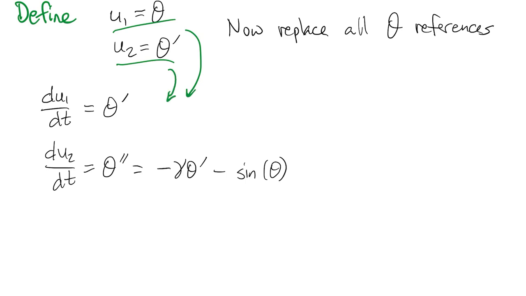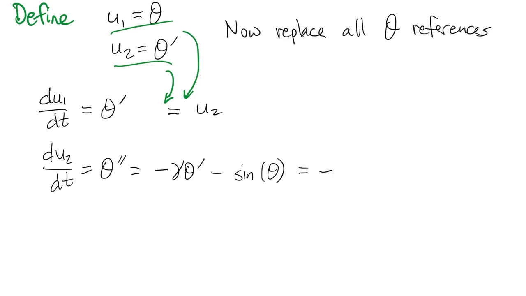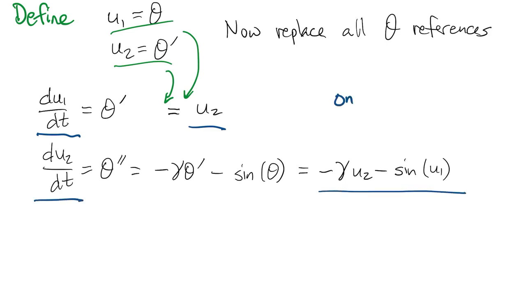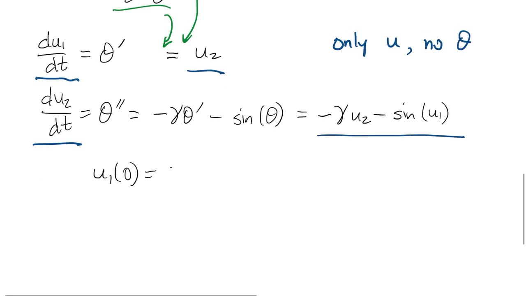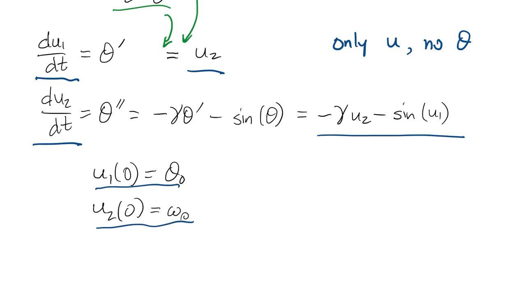Then we go back once more to the definitions of u1 and u2 and use them to make substitutions that remove all the remaining theta references. Now everything that's underlined composes a vector ODE that uses only u and not theta. Finally, we have to go back to the initial values and replace those as well by references to u only. Altogether, we have a two-dimensional first-order vector initial value problem in place of our original scalar second-order problem.